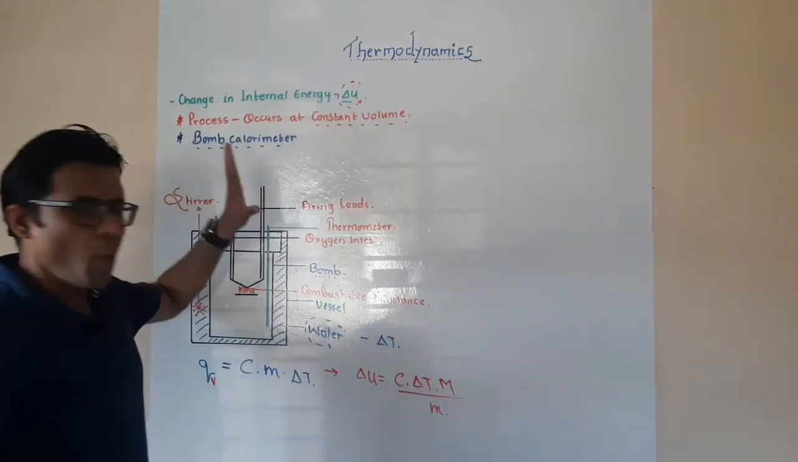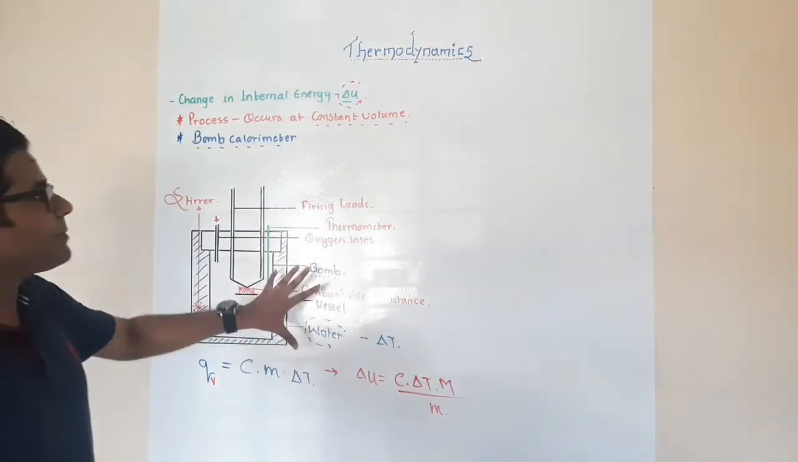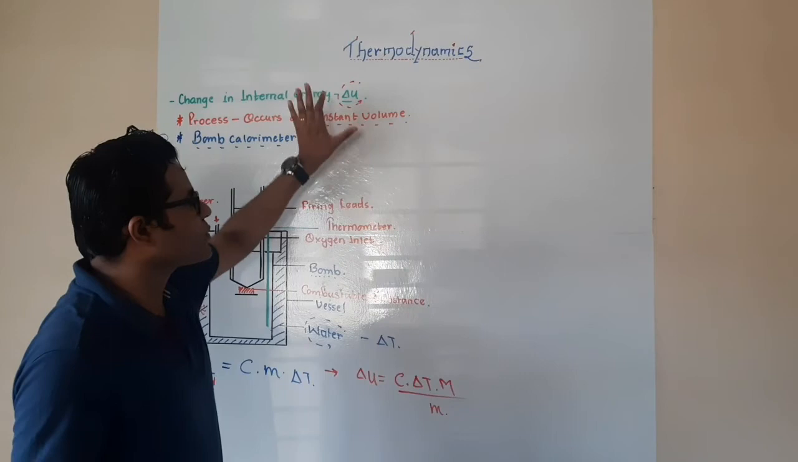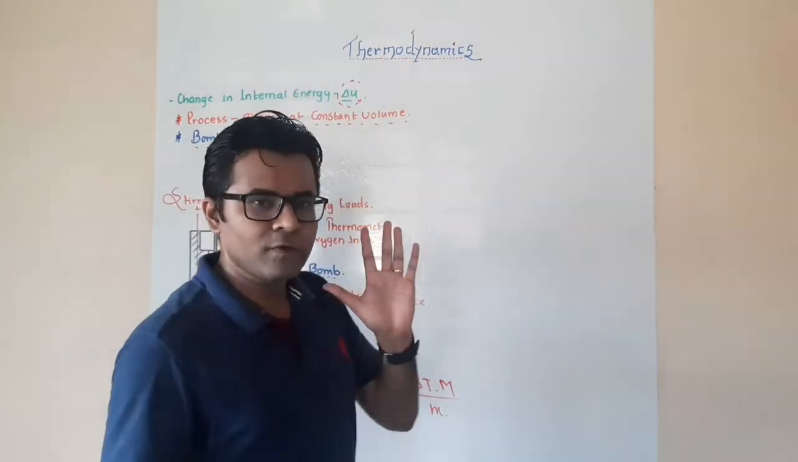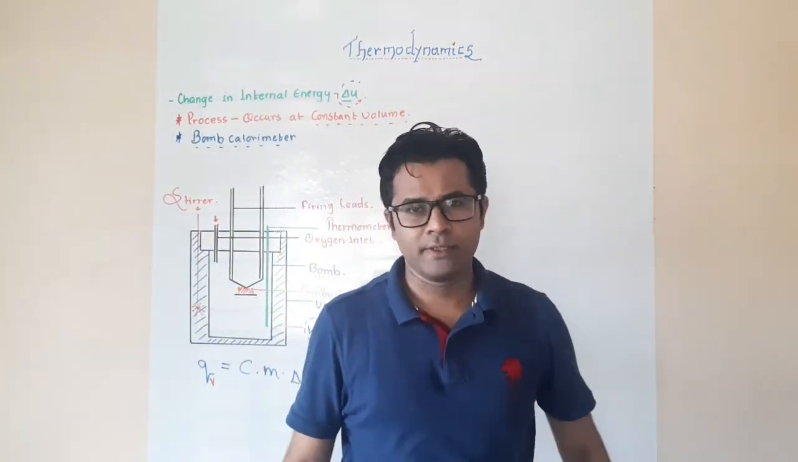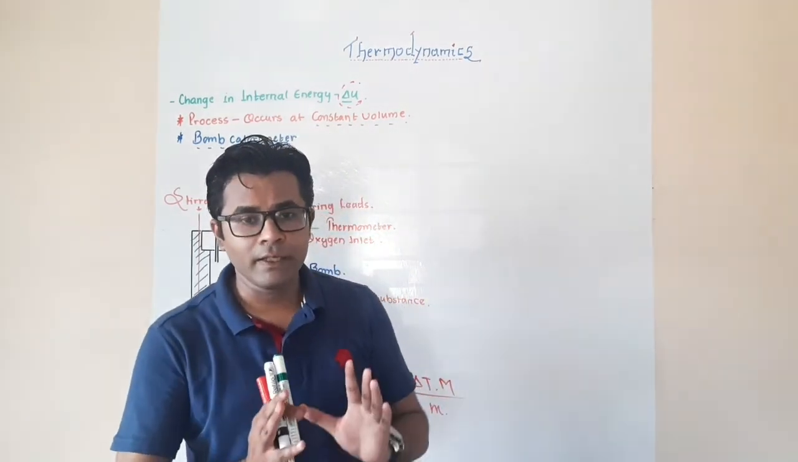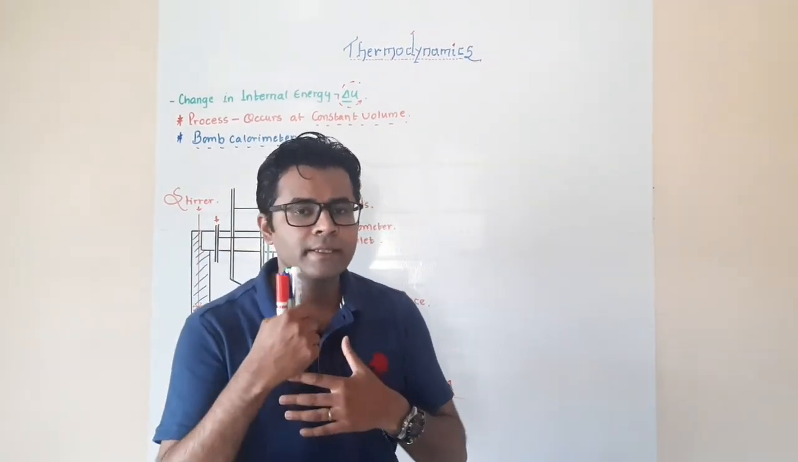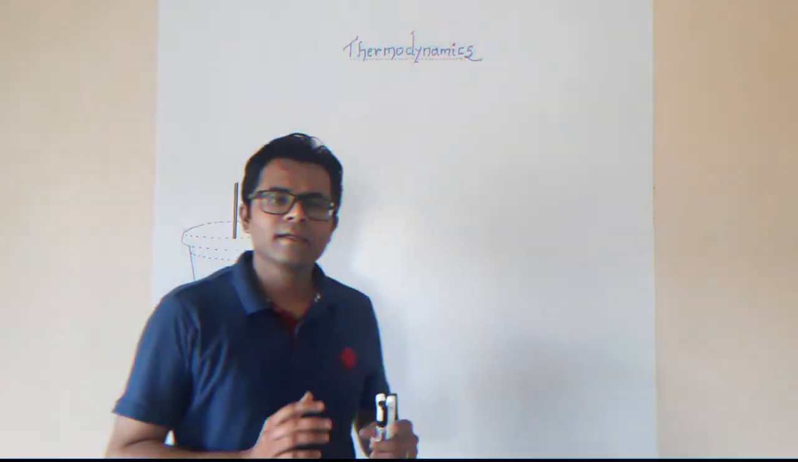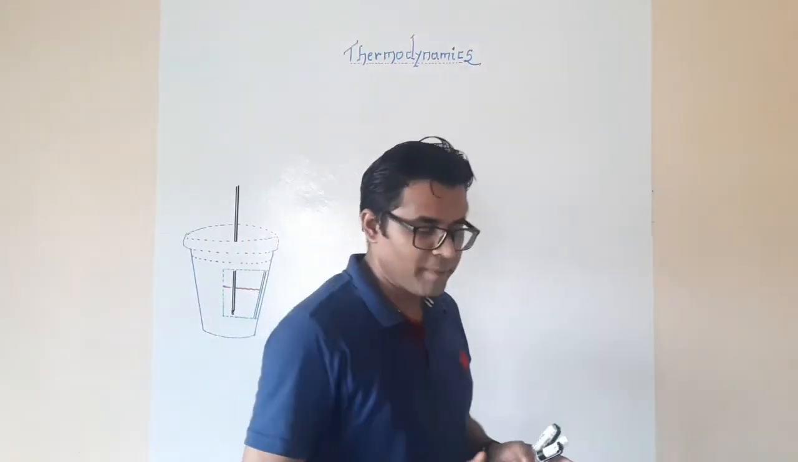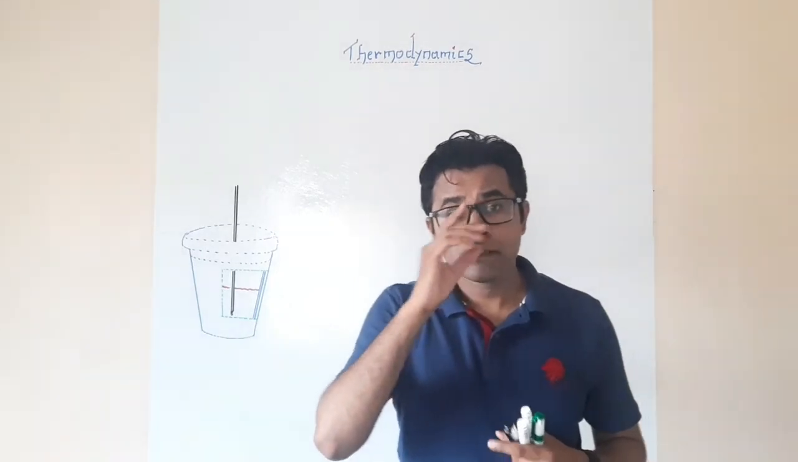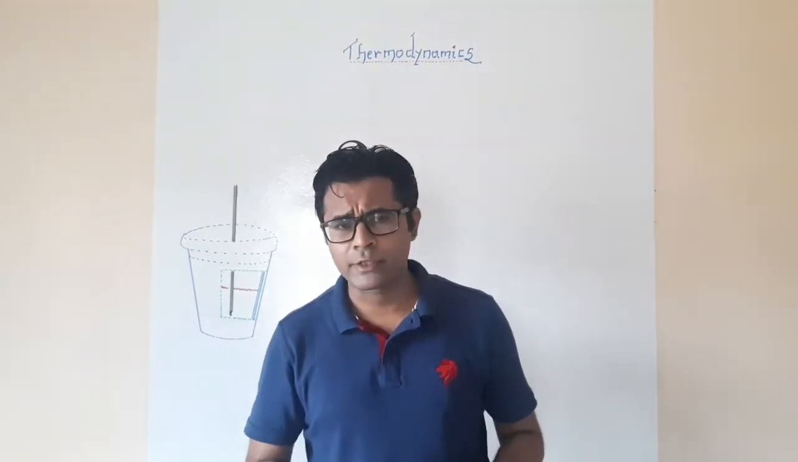So this is how bomb calorimetry works. Bomb calorimetry helps us get the value of the change in internal energy. Let's start with the next one, that is, how do we calculate the change in enthalpy. Now let us understand how we measure the change in enthalpy for a particular reaction.